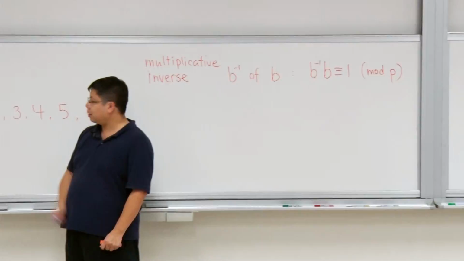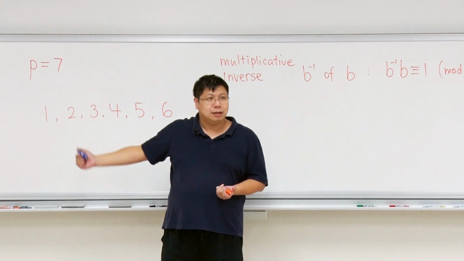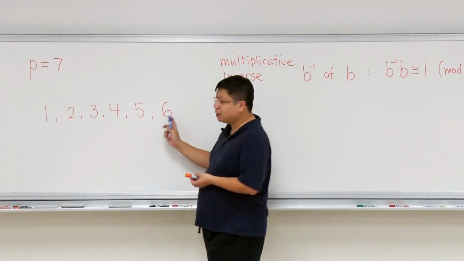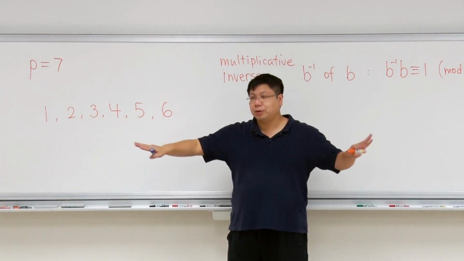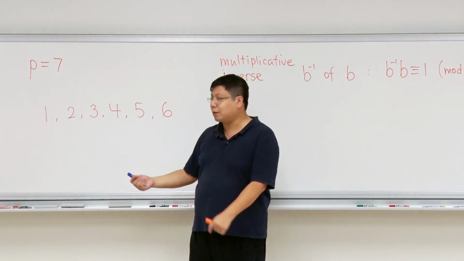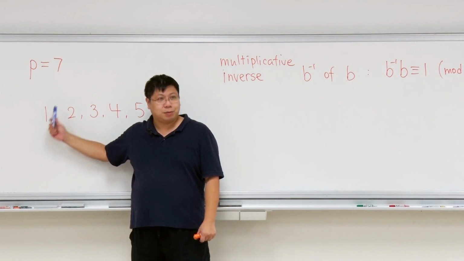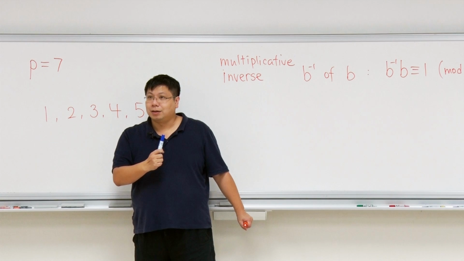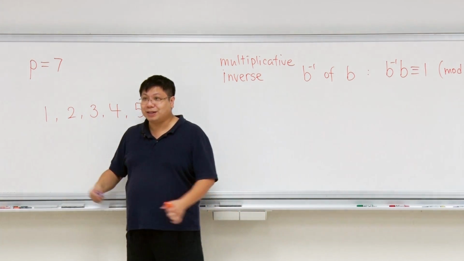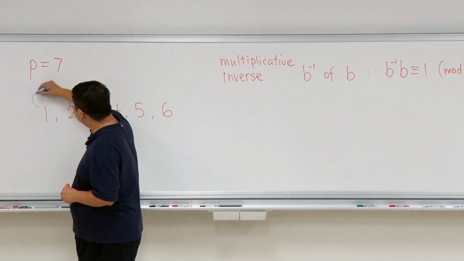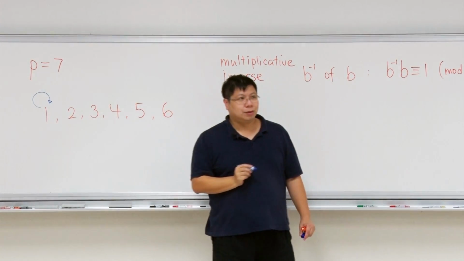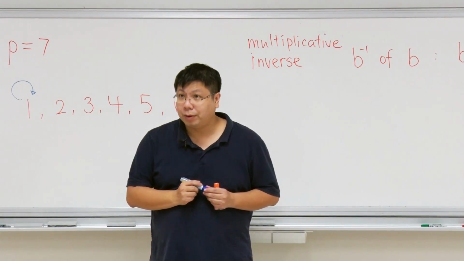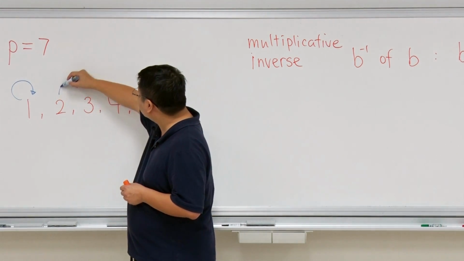So for 1, what is the inverse? Is there any number that multiplies with 1 and has remainder 1 when divided by 7? So we talk about the modulo 7 case: always divide by 7 and take the remainder. 1 times 1 is 1. So if you divide by 7, the remainder is 1. How about 2? 2 times 4 is 8. 8 is a multiple of 7 plus 1.